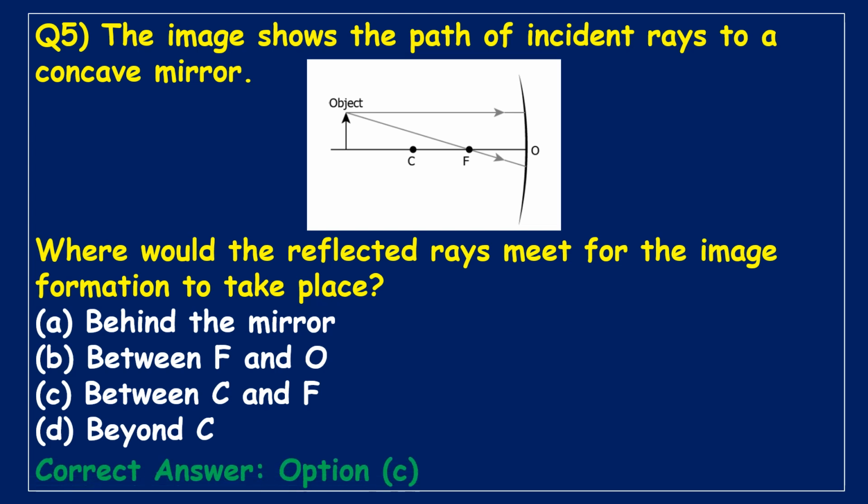Let's see the options. Option C, that is between C and F, between the center of curvature and the focal length. So when the object is kept at the center of curvature, the image is formed exactly at the center of curvature. The image formed here is real and inverted. Even in this given case, the type of image formed is real and inverted, and the size of the image is smaller than that of the object.